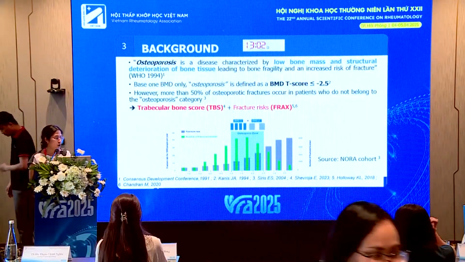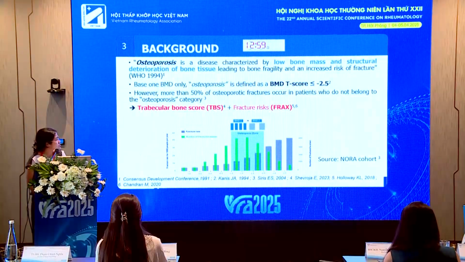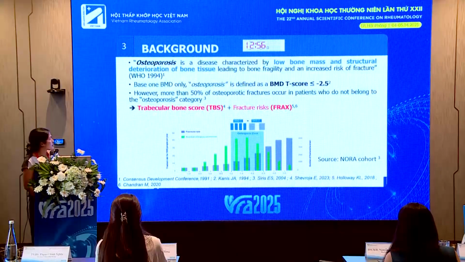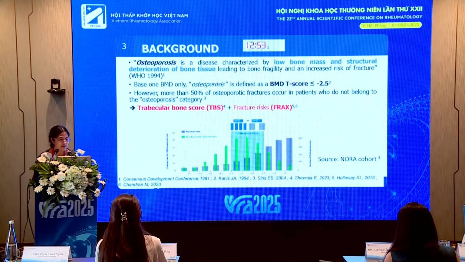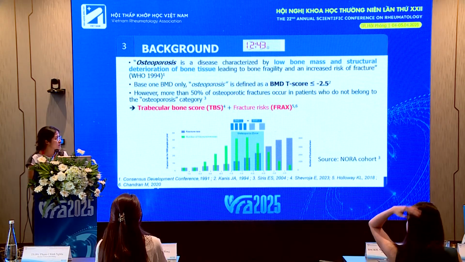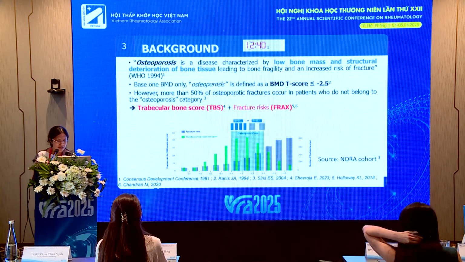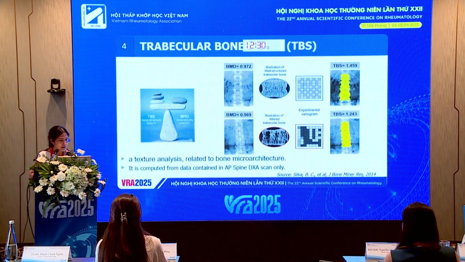Osteoporosis is a disease characterized by low bone mass and structural deterioration of bone tissue, leading to bone fragility and increased risk of fracture. Based on BMD only, osteoporosis is defined as a BMD score less than or equal to minus 2.5. However, more than 50% of osteoporotic fractures occur in patients who do not belong to these categories, and that's the reason why tools like trabecular bone score and FRAX are crucial for better understanding the fracture risk in patients. And the new technique, the trabecular bone score, is not a direct measure, but a texture analysis related to bone microarchitecture.